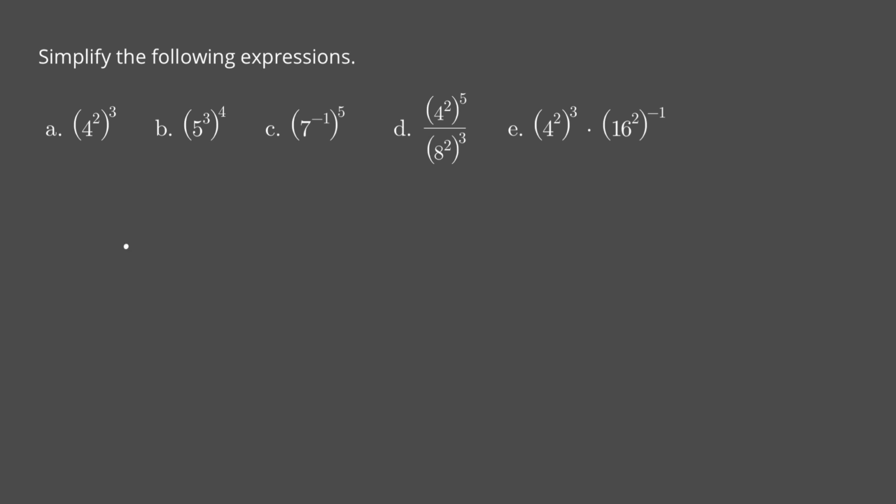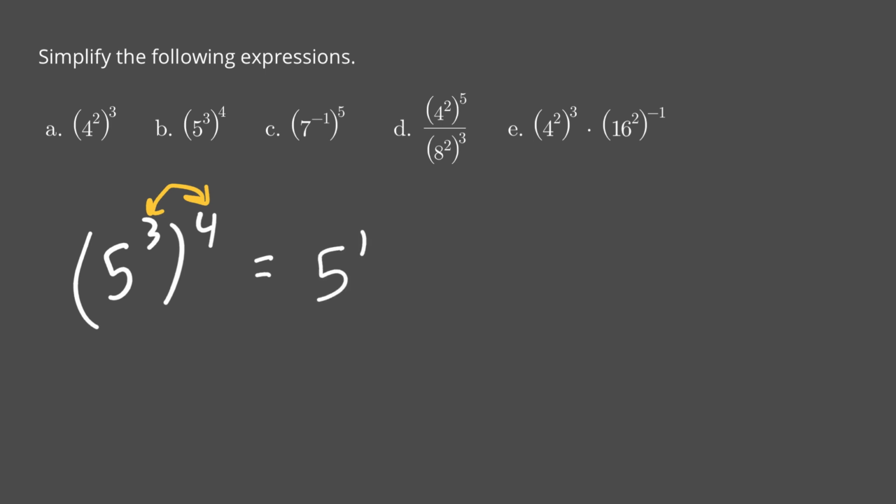For part B, we have a similar problem of 5 to the power 3, all to the power 4. We are going to multiply our exponents together, giving us a base of 5, all to the power of 3 times 4, which is 12.